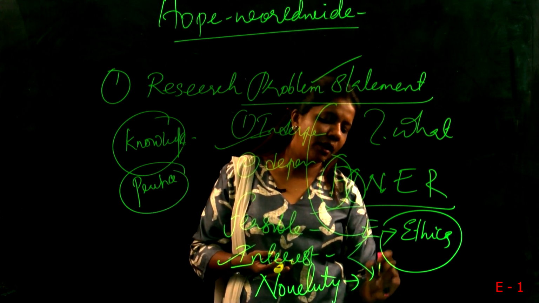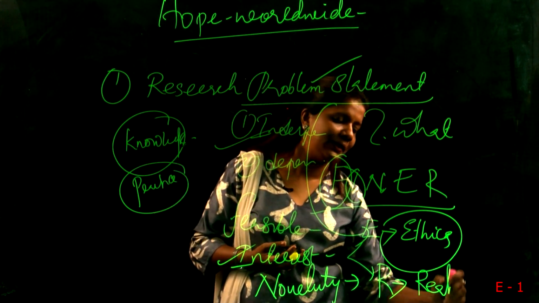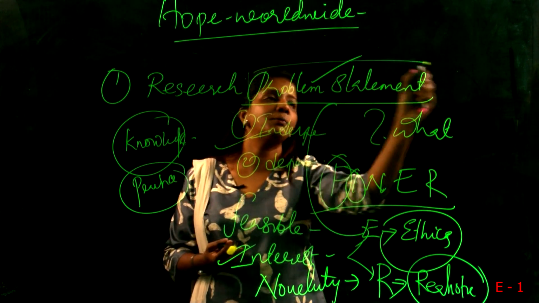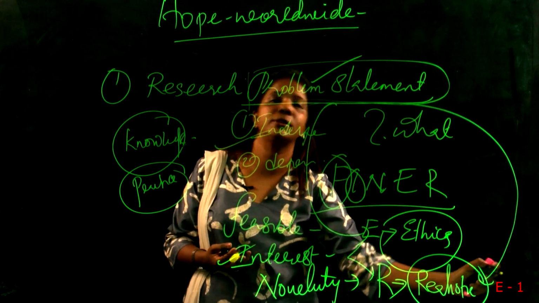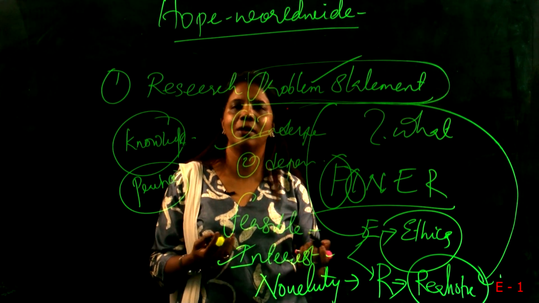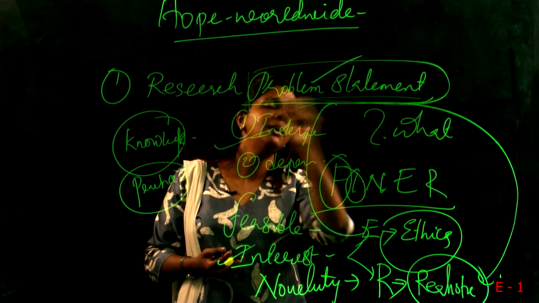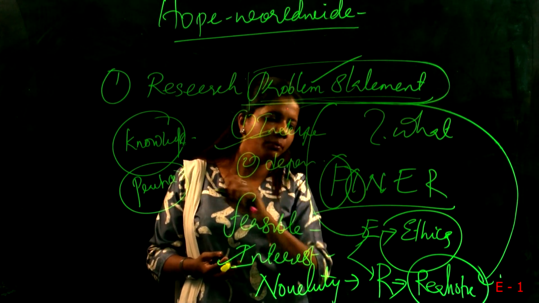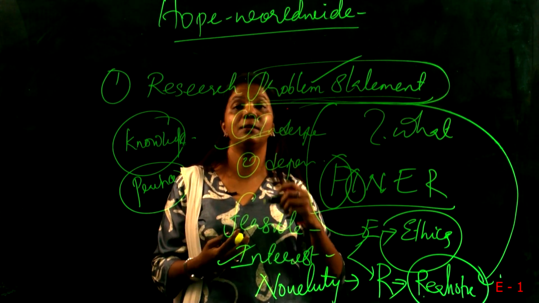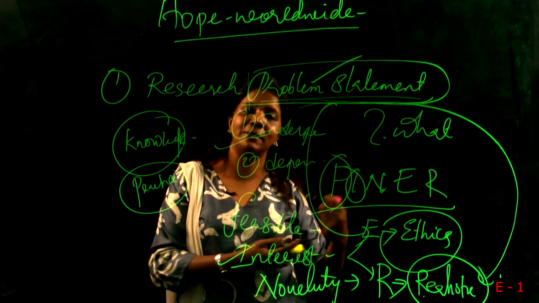Come to the last one, R. What is this R? It's called realistic. Realistic means whenever you select a problem statement, it should be practically possible. You cannot choose something unrealistic, so that you may start the study but not be able to complete your research process. So whenever we take a topic or a statement of the problem, you need to go for the realistic parameter. If I conduct the study, is it practically possible for me to complete the study, produce the result and present the result, etc.?